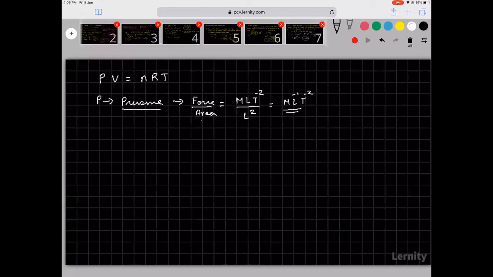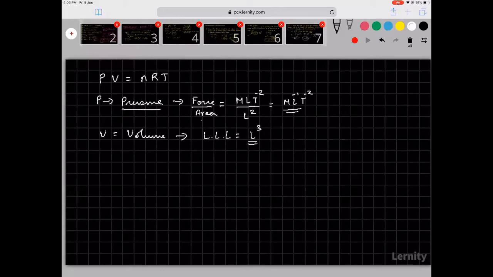Then V for volume. What are the dimensions of volume? Volume is length into length into length, meter cubed. So it will become L cubed. This is the dimension of volume.